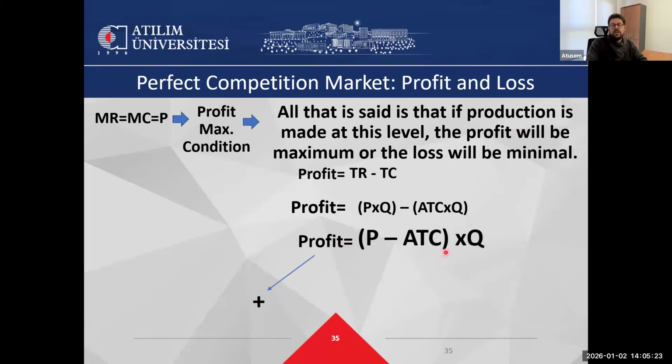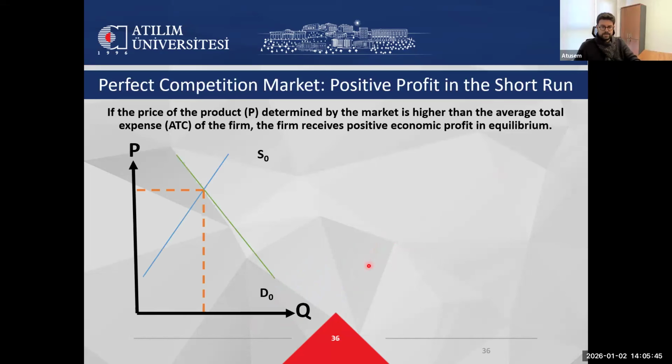So by using that formula, if price is greater than average total cost, we find profit is positive. If price equals average total cost, the profit is 0. If average total cost is greater than price, there is negative profit.